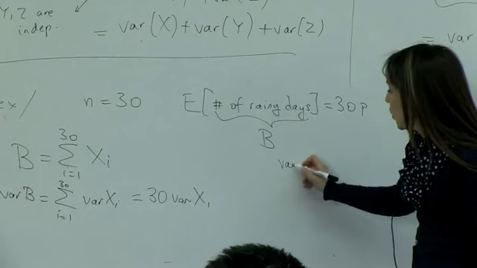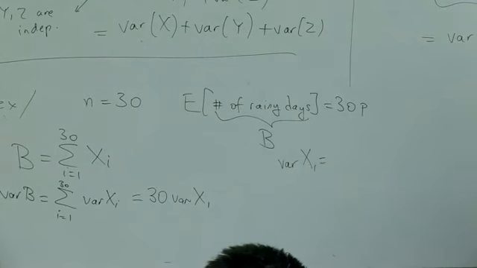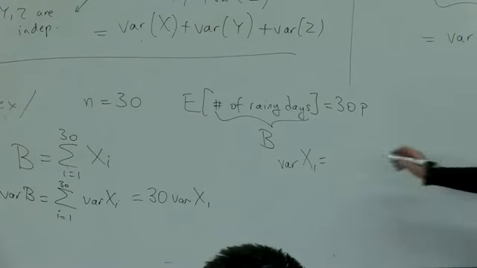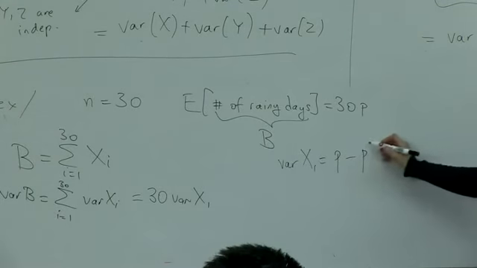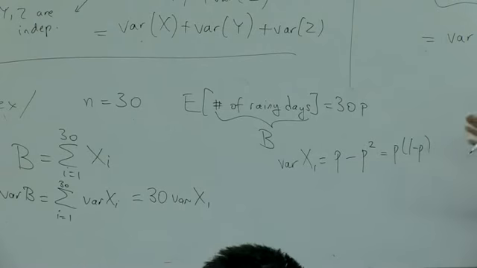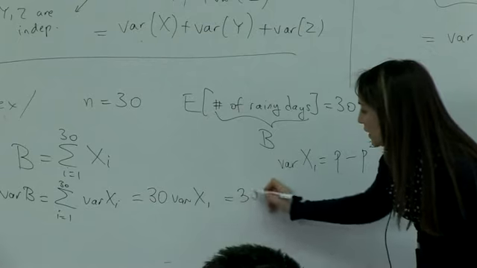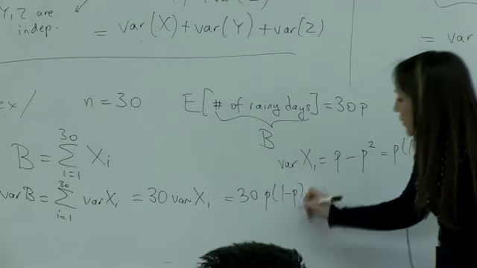The variance of x1, expectation of x1 squared, what is that? x1 squared is 1 if x1 is 1 and 0 otherwise. So x1 squared is 1 with probability p. Expectation of x1 squared is p minus expected x1 squared, which is p squared. P minus p squared, which is p times 1 minus p. That's the variance of a Bernoulli. Okay, so this is 30 times p, 1 minus p.